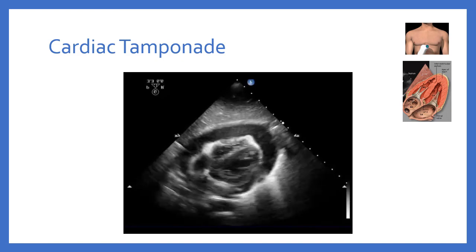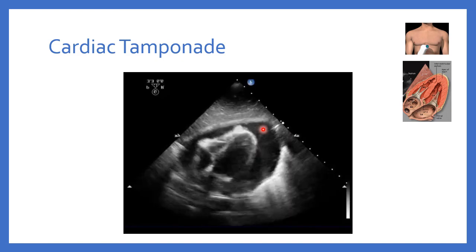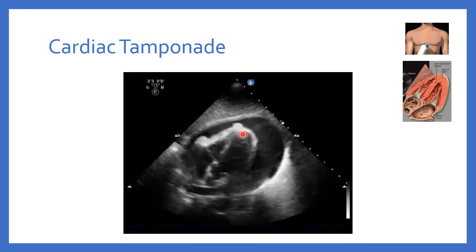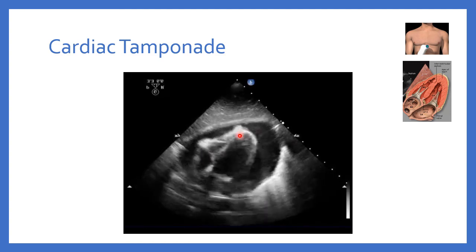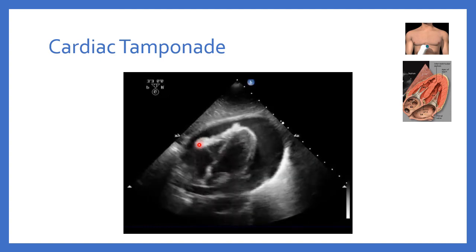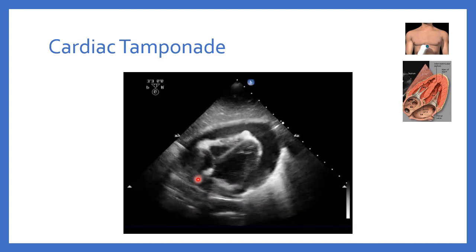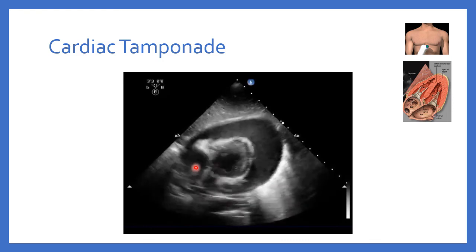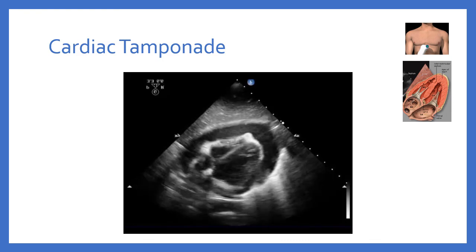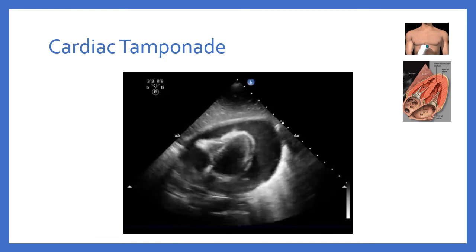Here's our last example. This is the subxiphoid view. We have a very large amount of fluid here. A little difficult to appreciate, but it seems like the ventricular wall may be collapsing during systole. On the other hand, the atrial wall is very clearly collapsing during the cardiac cycle. And so this is another example of an ultrasound that suggests tamponade is present, and it should be confirmed via clinical means.